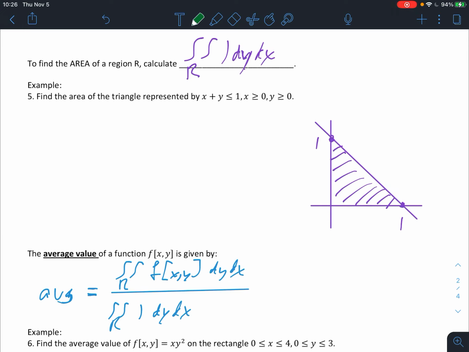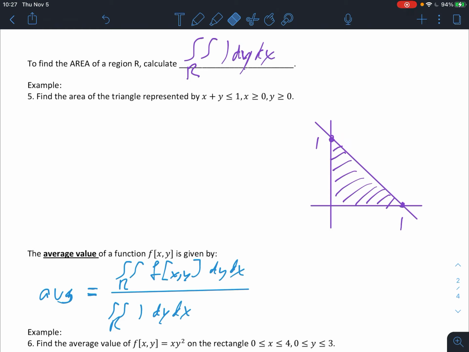To find the area of a region R, we calculate the double integral of the region of 1 dy dx, or dx dy, it doesn't matter what order you do that in. Okay, so we're going to do a little example with that. It says find the area of a triangle represented by x plus y is less than or equal to 1, if you want to know how to graph that. You can put that in slope-intercept form. So think of it as y equals negative x plus 1, okay? And then we're shading below that, but we're shading above x is equal to 0 and then to the right of y equals 0. So I have a picture there that you can see.